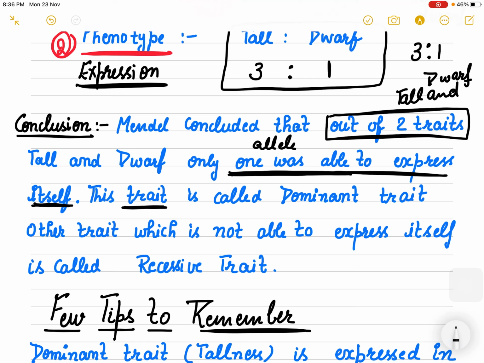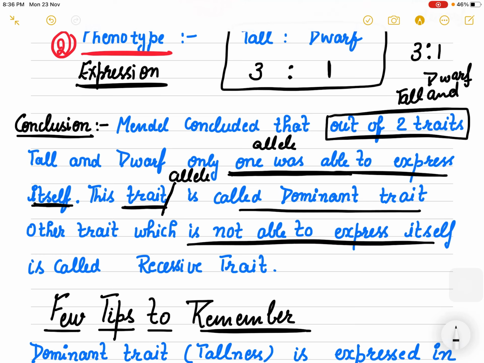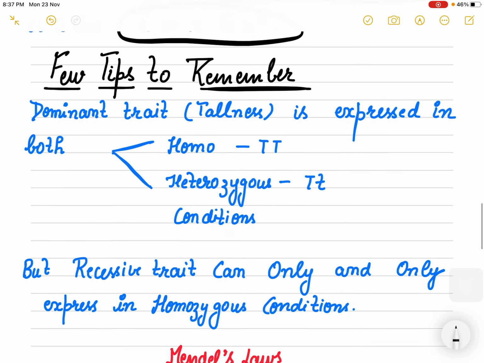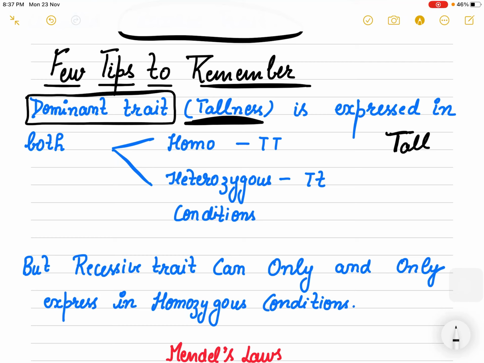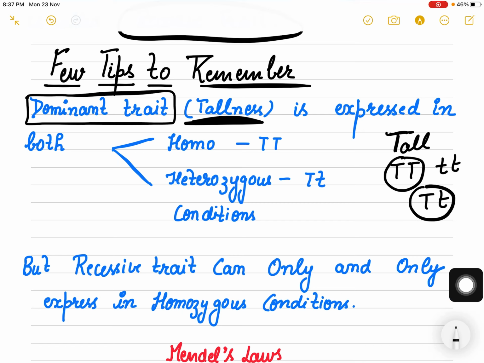And that allele, or you can say trait, which is able to express, is called dominant allele, and which does not express itself is called recessive allele or trait. So what you have to remember here is that dominant trait means your tallness. Tall is dominant here. That is why we are using these abbreviations, because tall is dominant. So T, small t, small t. It will be expressed both in homozygous condition as well as in heterozygous condition.